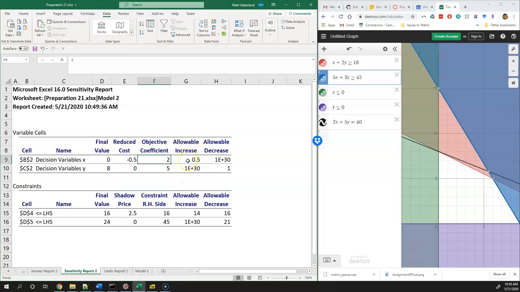Allowable increase is 0.5. Allowable decrease 1 times 10 to the negative 30. Okay, that means how much could we change the objective coefficient, and the point that we have, 0, 8, will remain our optimal solution. Okay, let's go ahead and change this. We'll change the objective function coefficient. It says that we can add up to 0.5 to that. So add plus 0.1.